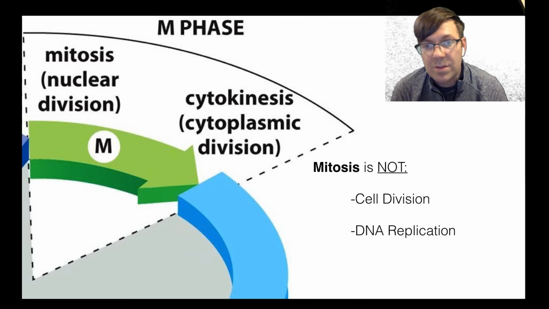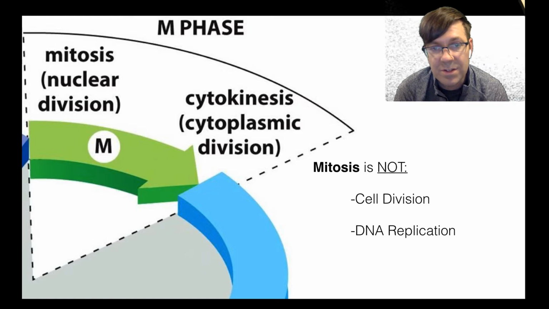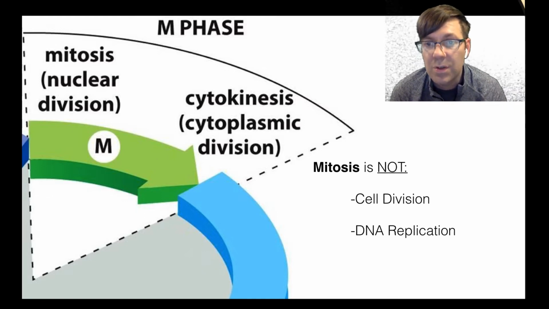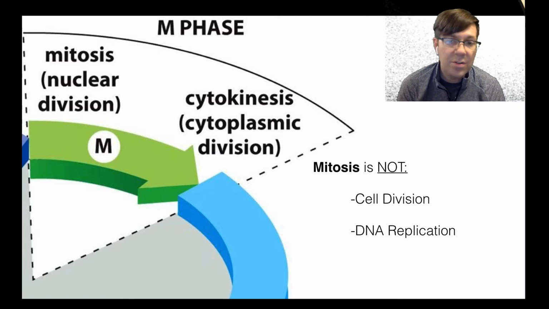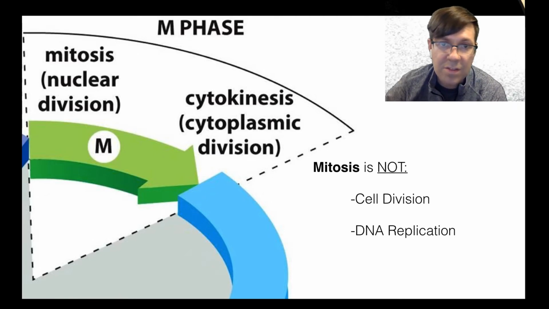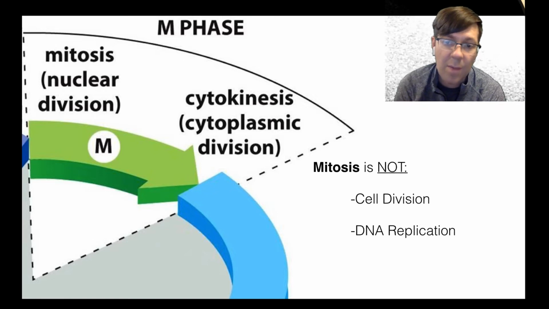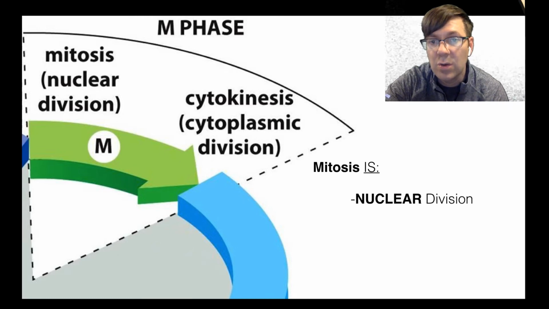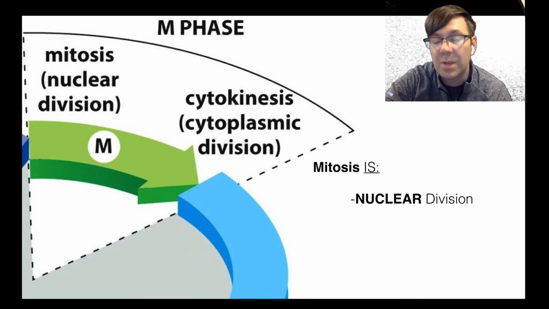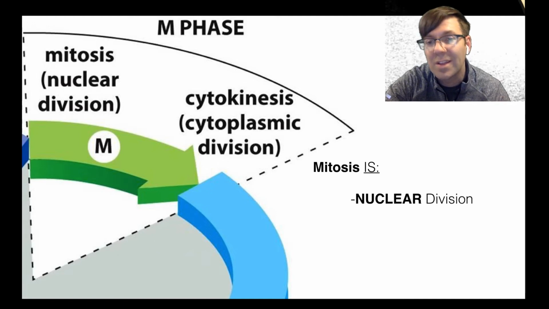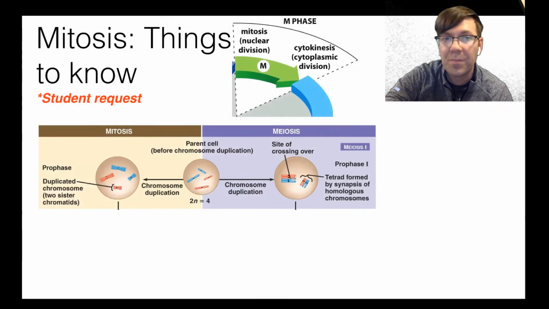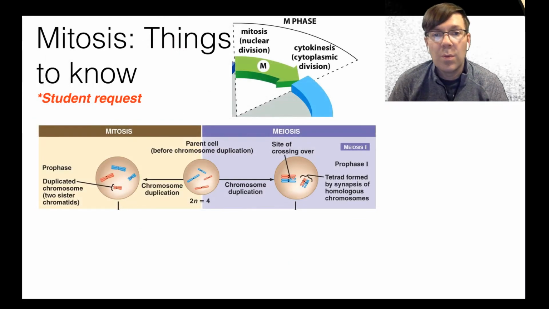Just to be a little bit persnickety, mitosis is not cell division. Mitosis is not splitting cells. That's why cytokinesis is often listed as its own event. Mitosis is division of the nucleus. So it's not division of cells. That's a different thing. That's cytokinesis. It's not DNA replication. That happened back in S phase. Mitosis is nuclear division. You're taking the nucleus and dividing its contents and making two of them.